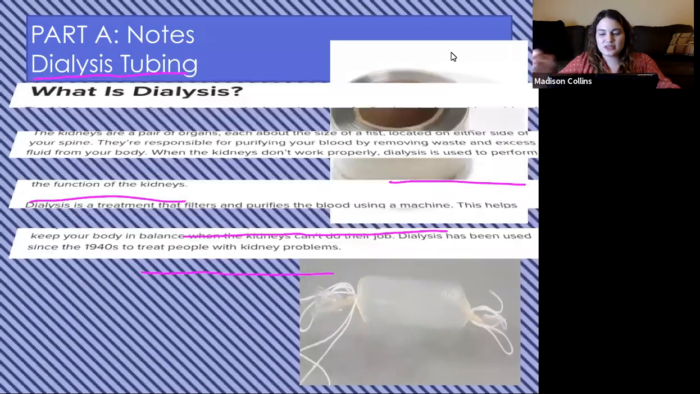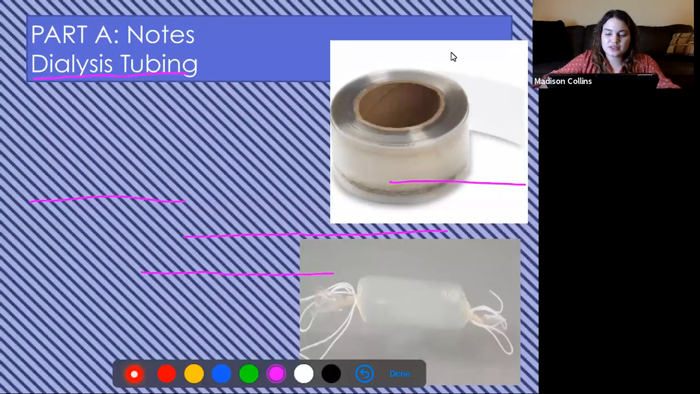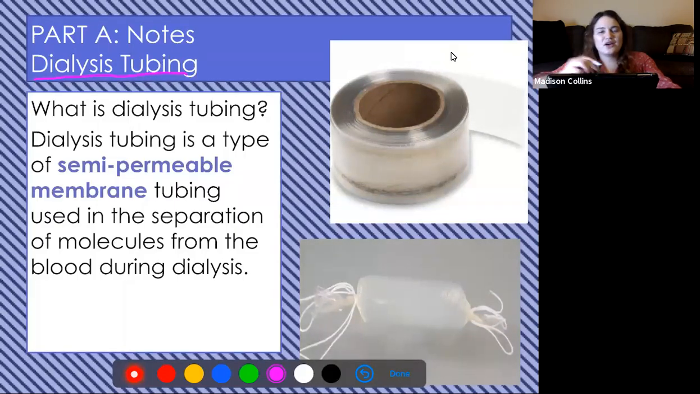So dialysis tubing is used in that process. We're actually going to use dialysis tubing tomorrow. Now, what exactly is this tubing? Dialysis tubing is a type of semi-permeable membrane. Now, that sounds kind of familiar, but I'm going to keep going. It's a type of semi-permeable membrane tubing used in the separation of molecules from the blood during dialysis. Now, I really feel like I have heard the word semi-permeable before.